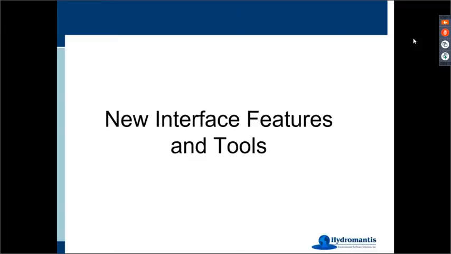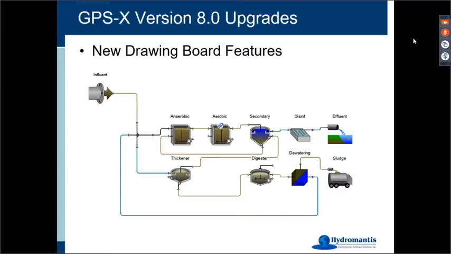Okay, so let's take a look at some of these new interface features and tools that we have. When you open up GPSX version 8, the first thing you'll notice is that the drawing board now looks a little different than it did before. In particular, we've worked quite a bit on making it clearer exactly how all of the unit processes are connected and making it a little easier to navigate complex layouts that have a lot of objects and a lot of lines on the drawing board.